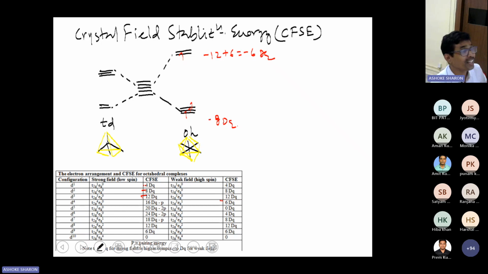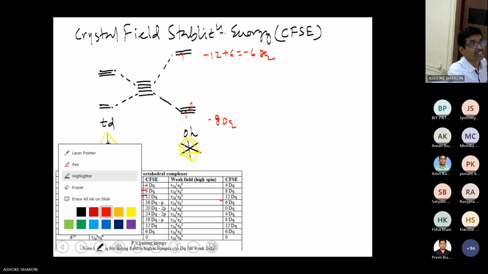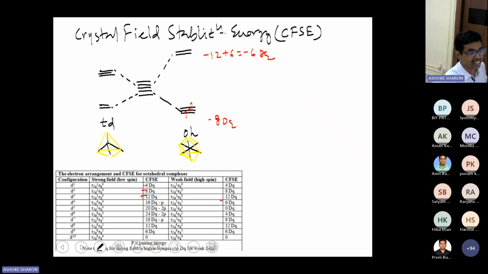But if it is low spin, then instead of moving there, the electron will enter here. So now it will become minus 16 Dq. But at the cost of pairing energy. You see, one of the electrons is paired up.